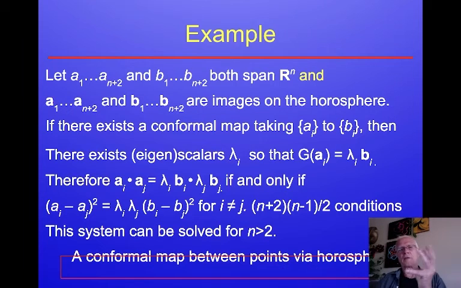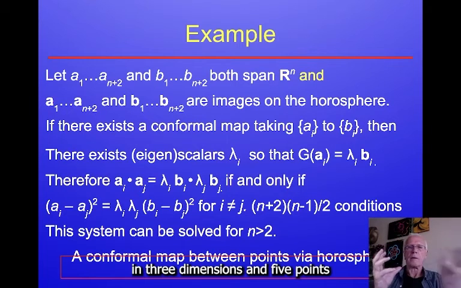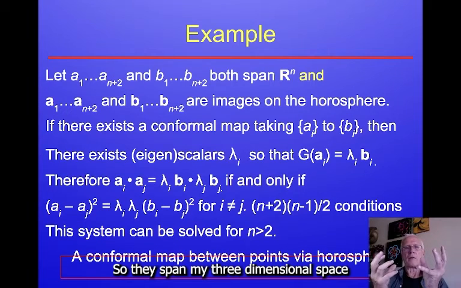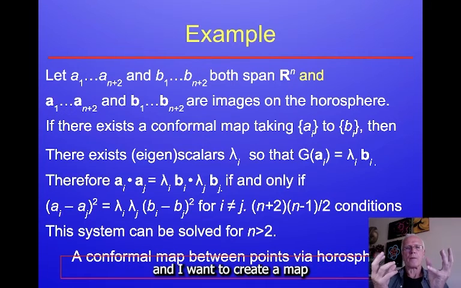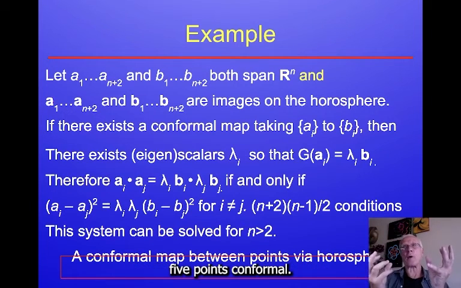Pick 5 points in 5 dimensions, in 3 dimensions. So 5 points, 3 dimensions. Another 5 points in 3 dimensions. So they span my 3-dimensional space. And I want to create a map that takes these 5 points to these 5 points conformally.